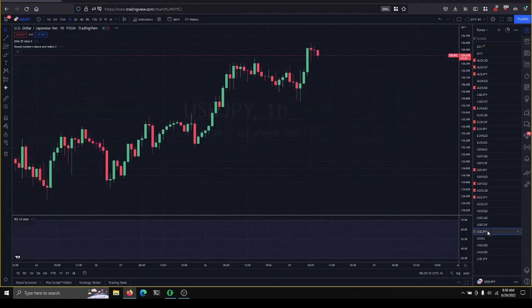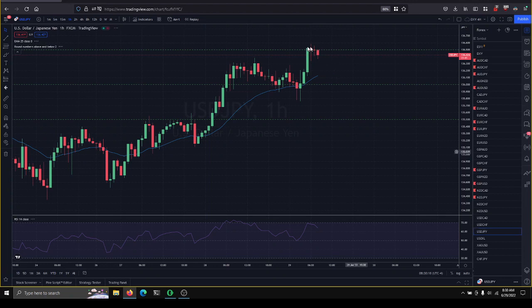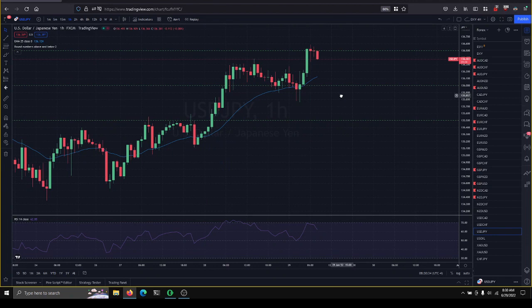USD JPY. Reaction off the round number. Not sure what to do here. You're oversold with divergence. Come back down, or break up. This is one of those little difficult pairs right now. I don't know if I'd be messing with this against the trend. There are other pairs to take that are better.